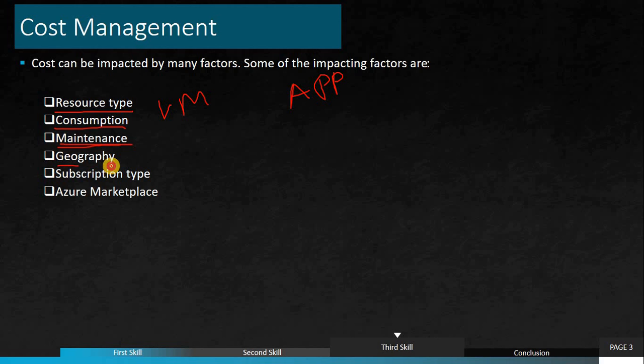Geography. That means if you are provisioning something in the USA versus something in the UK, the cost could be different, because the rate for USA labor, the data center cost, and all the factors that Microsoft has considered would be different in the USA than the UK. That is geography, another important factor for your run cost.